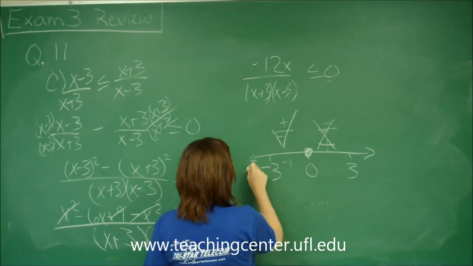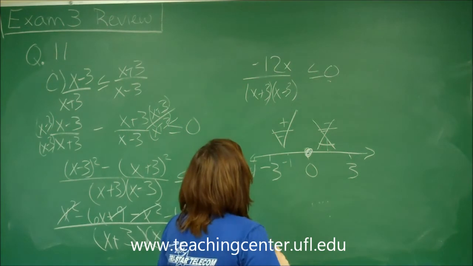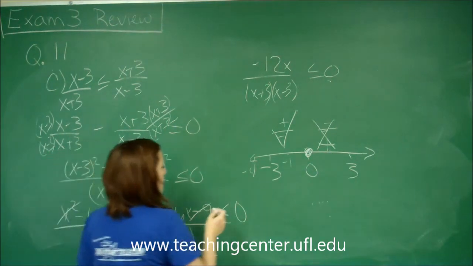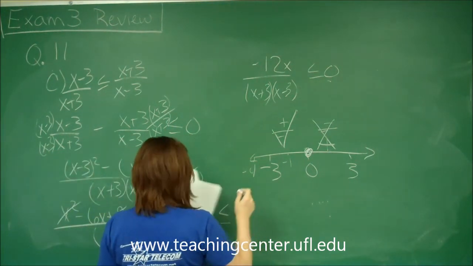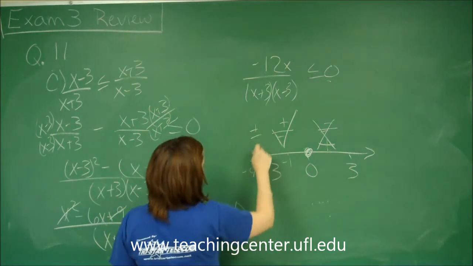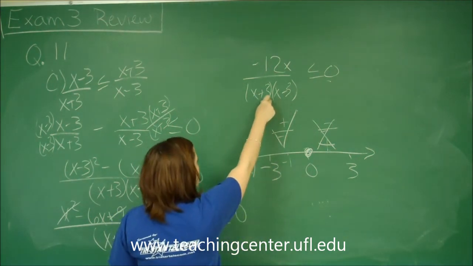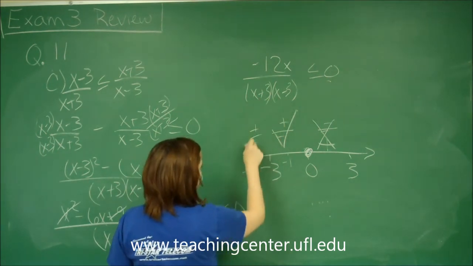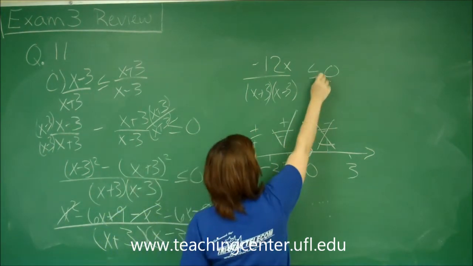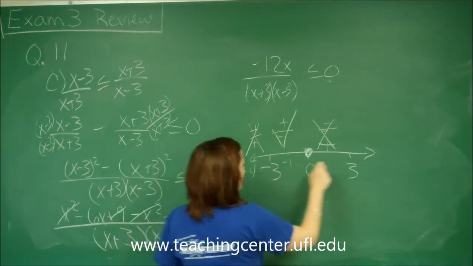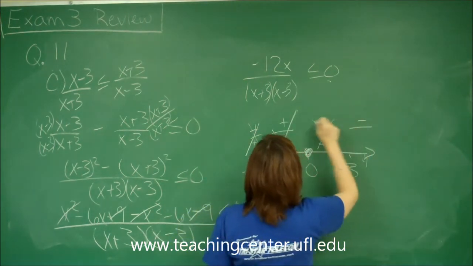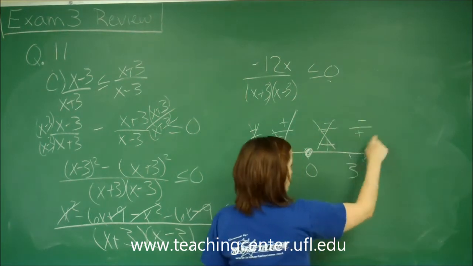If I test negative 4, I get a positive on top over negative 4 plus 3 is a negative, negative 4 minus 3 is a negative, negative times negative is positive. So positive over positive is positive, but we're looking for negative numbers, so we don't want that. And then when I test positive 4, I get a negative over a positive, which is a negative, so we do want that.